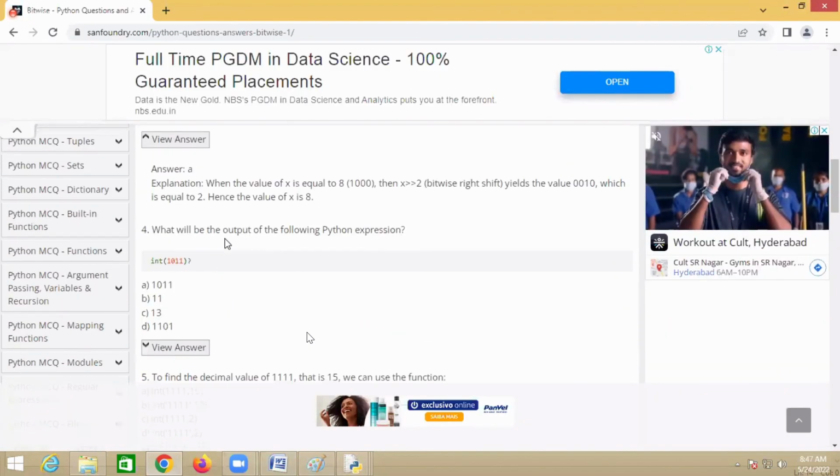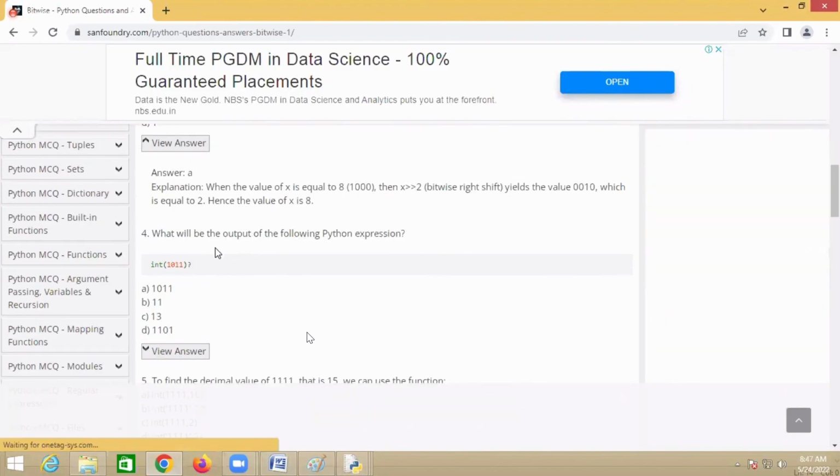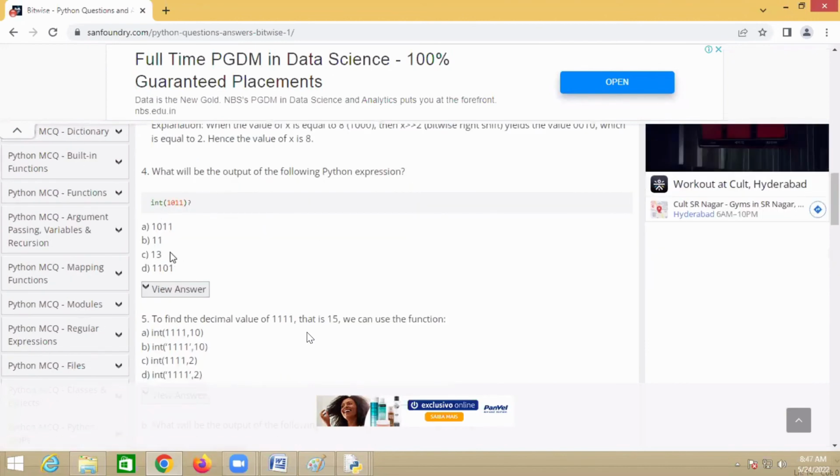Okay, so what will be the output of the following Python expression: integer of 1011? The options are 1011, 11, 13, 1101. What is 1011, is it a binary value or a decimal value? Binary value?